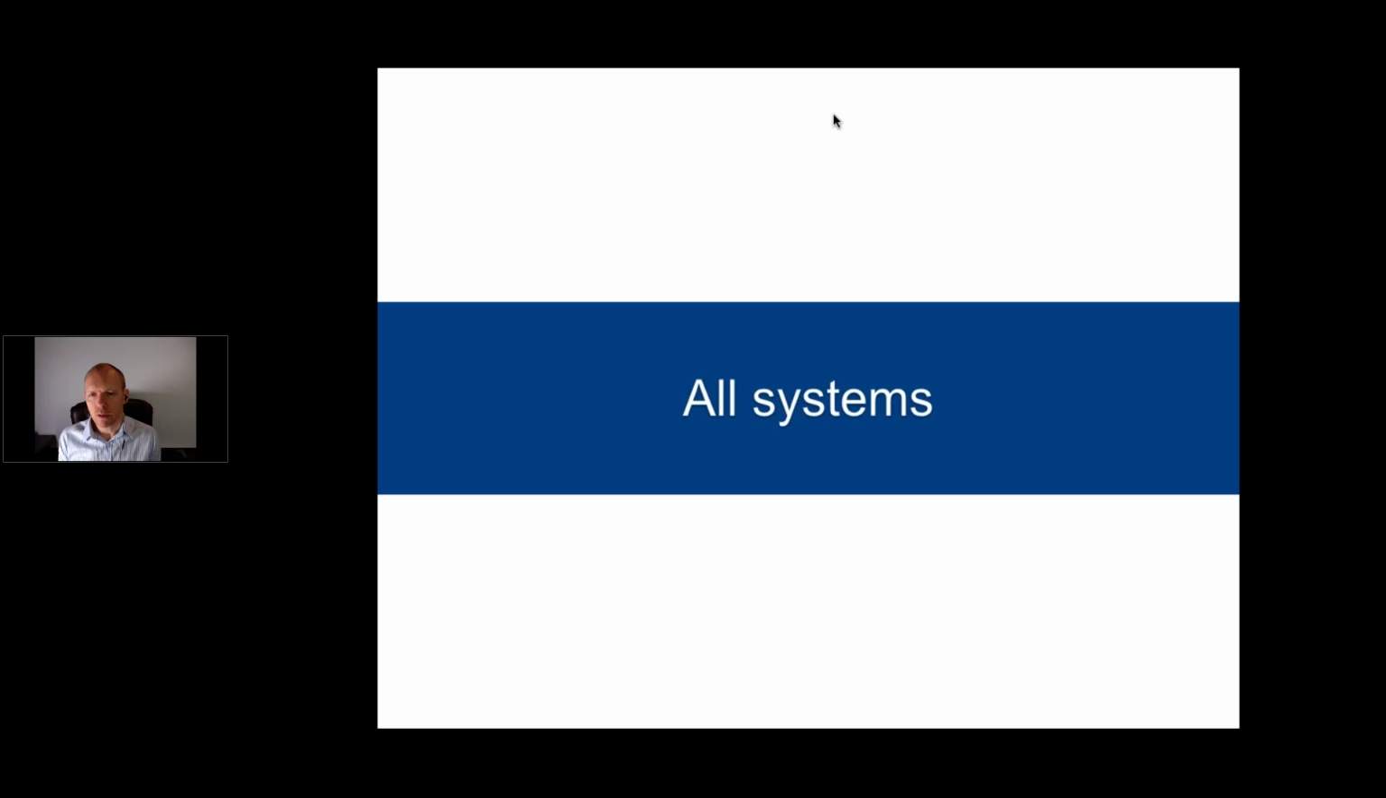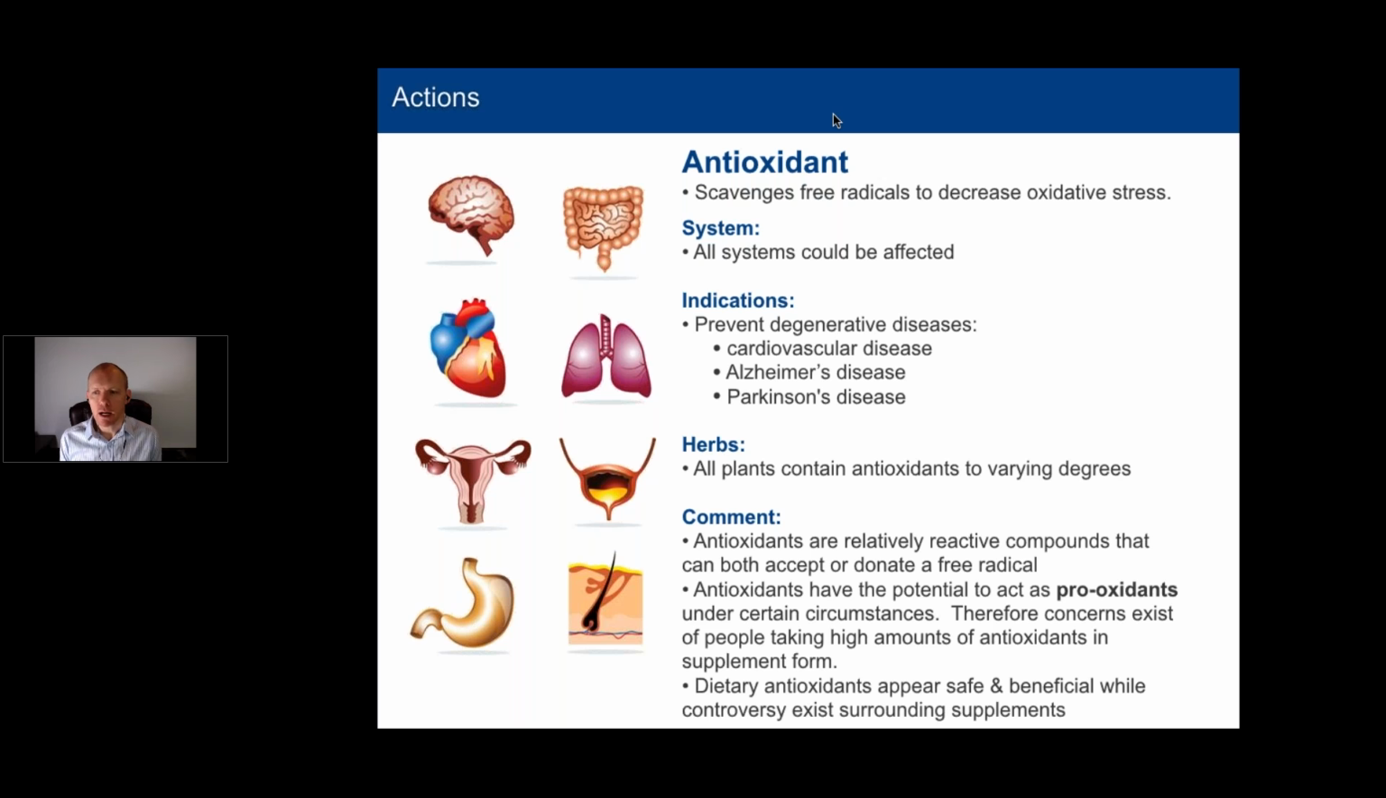So we'll start with some general actions that affect almost every system in the body. When it comes to an antioxidant, I think everyone should have heard of antioxidants. Even the general public know what antioxidants are. The way that antioxidants help the body is they bounce around and scavenge free radicals, and in the process this decreases oxidative stress to the body.